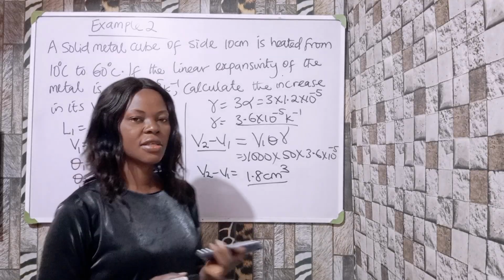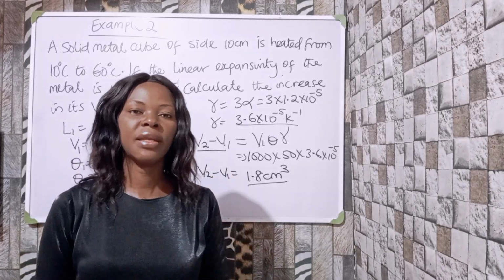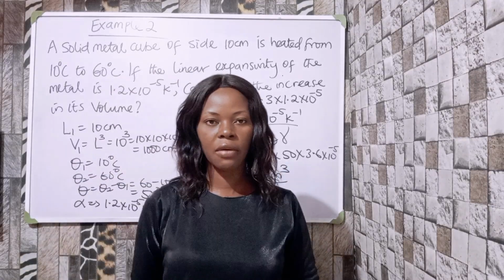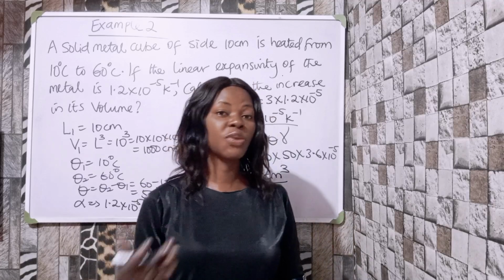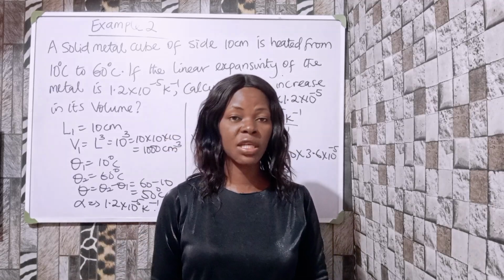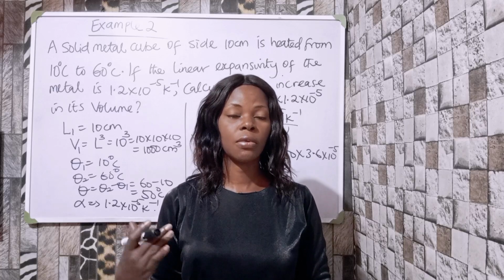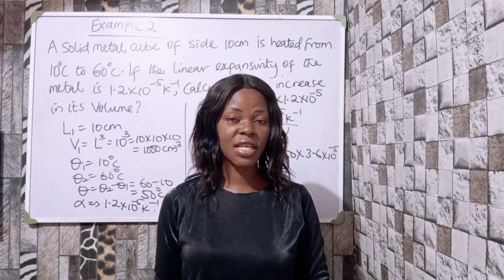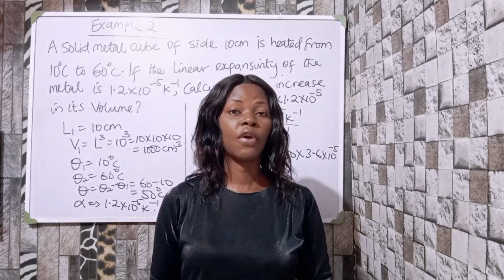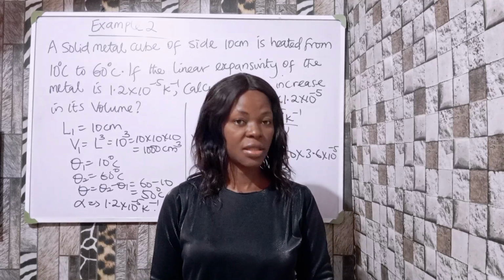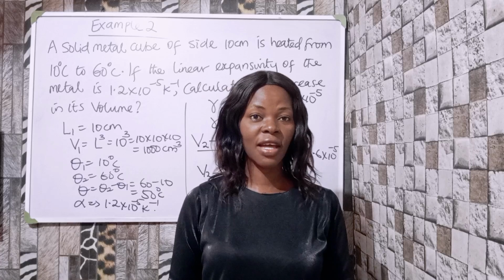So this is how we can solve such a problem. Remember that alpha must be given, so you are expected to multiply by 3 to get the gamma, which is the volume expansivity. When you get it, you can now substitute it in and solve, either you're looking for the increase in volume or the new volume. I hope this was helpful.